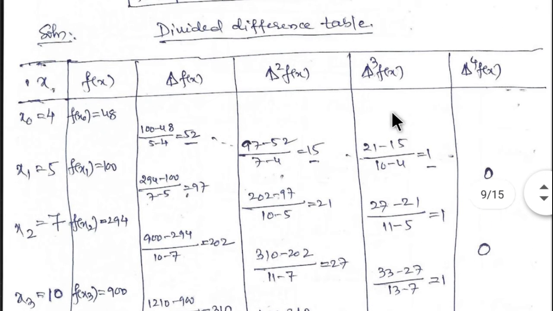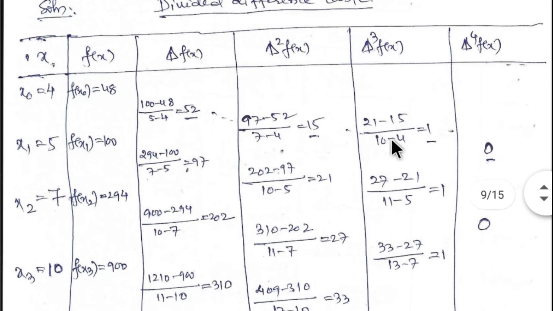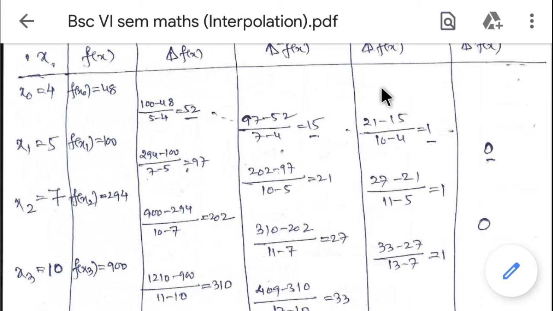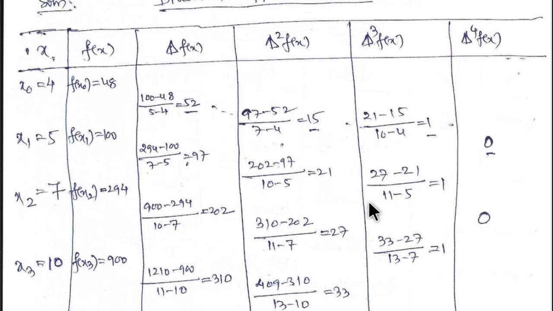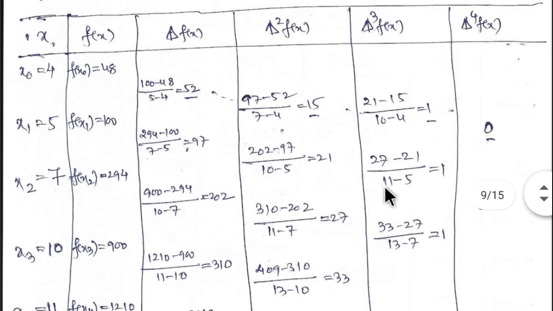Similarly, the third order divided difference of f(x). Here the numerator is 21 minus 15, and in the denominator x3 minus x0, that is 10 minus 4. This gives 1. Then the next one, 27 minus 21 divided by x4 minus x1, that is 11 minus 5.